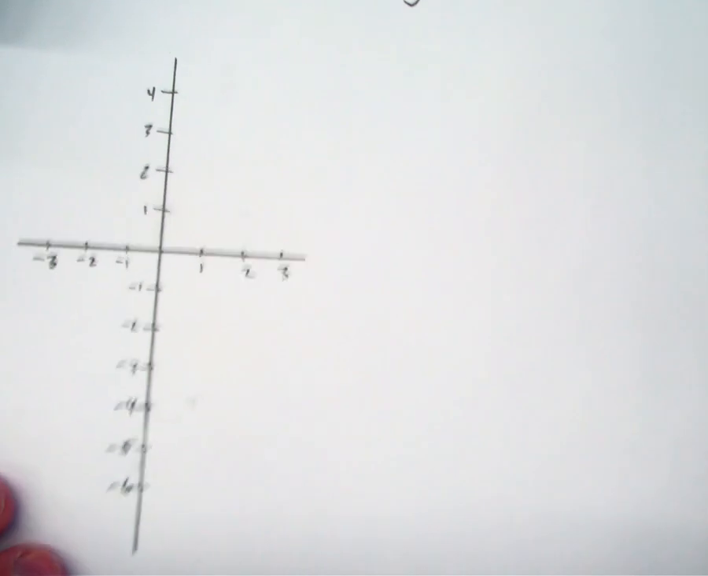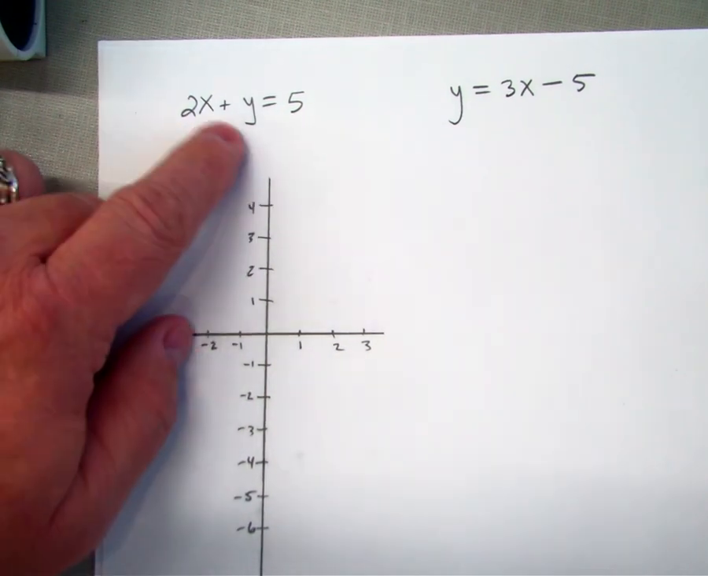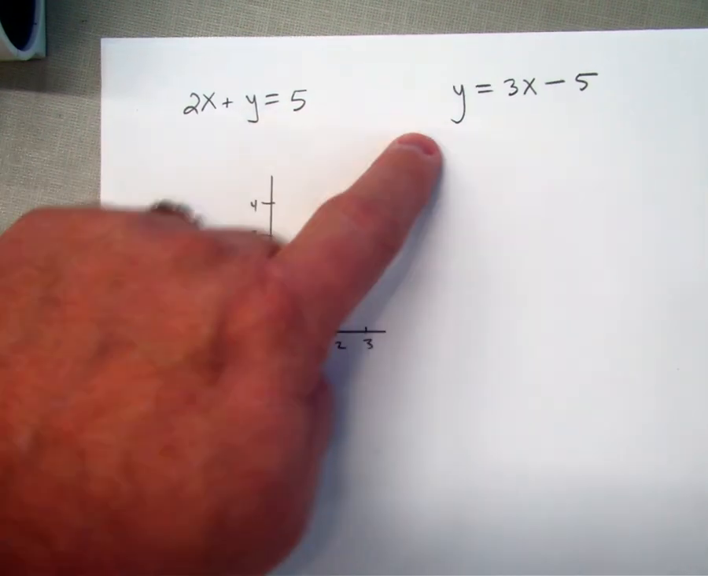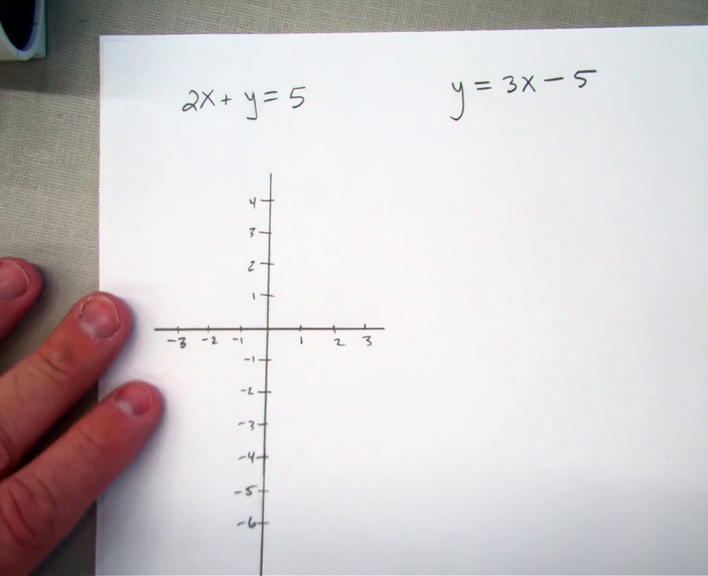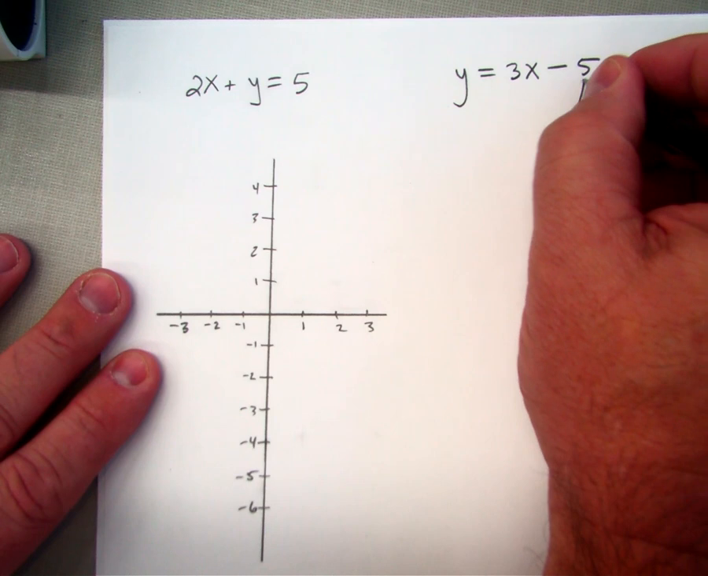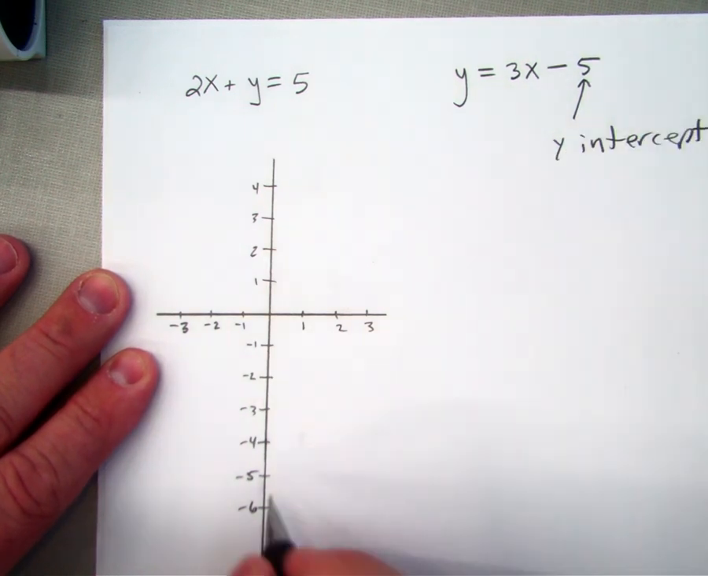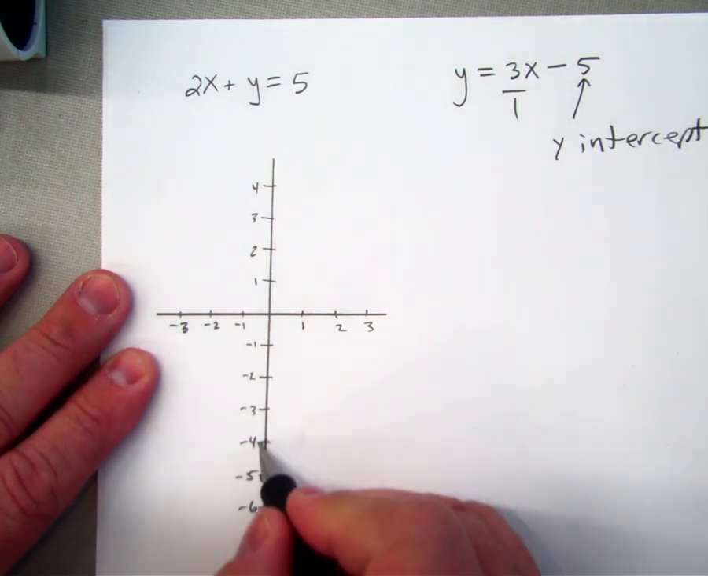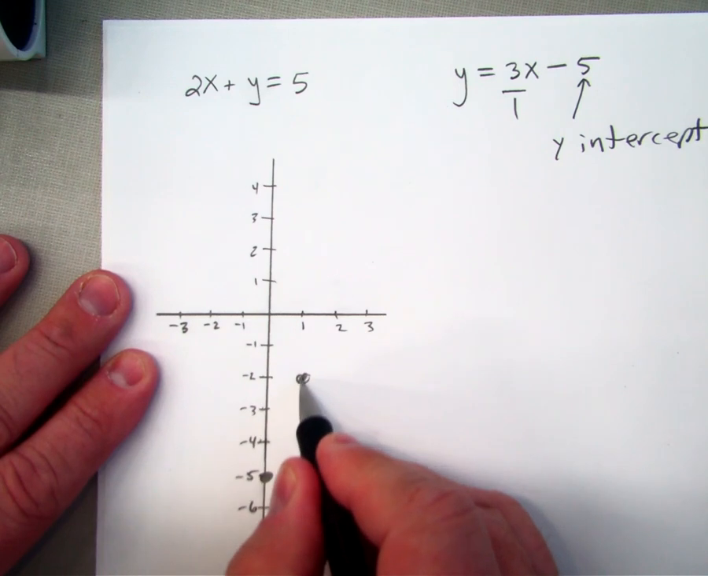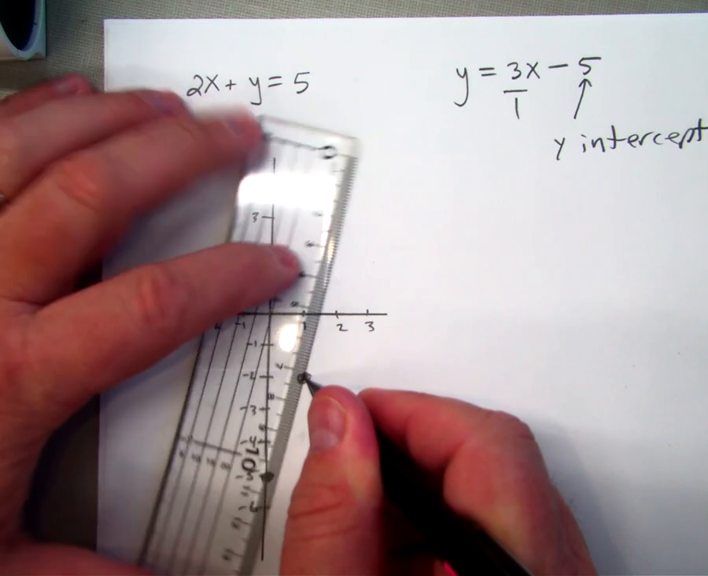All right, another example. So here we have another example. We have 2x plus y equals 5, and y equals 3x minus 5. Well, y equals 3x minus 5 is in slope-intercept form, so we know that this is the y-intercept. And I know the slope is up 3 over 1, so up 1, 2, 3 over 1. So this one's pretty simple. I can actually just draw the graph. Here it is.